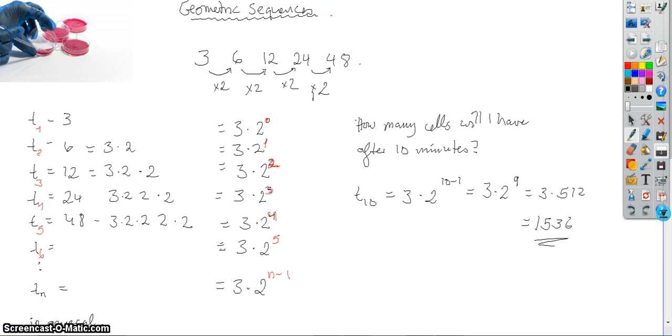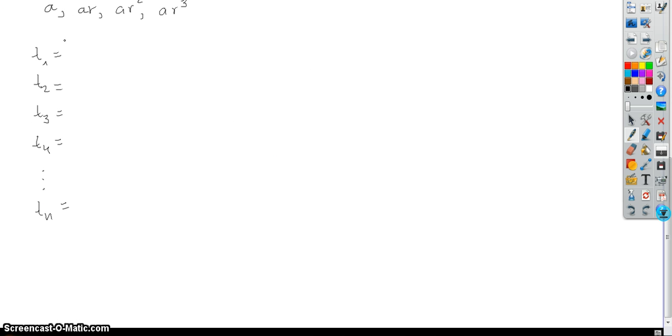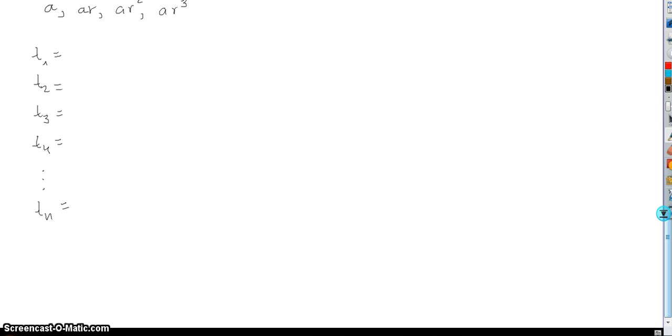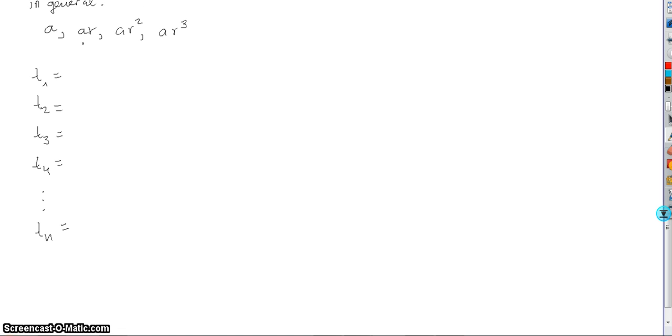So let's generalize to more general cases. Let's imagine that I have the sequence a times r, then multiplied by r again, then multiplied by r again, etc. Let's write it out like this. My first term is a, then a times r, then a times r squared, a times r cubed, etc. What will be the nth term?